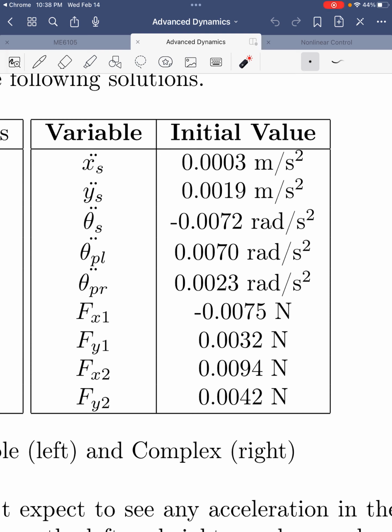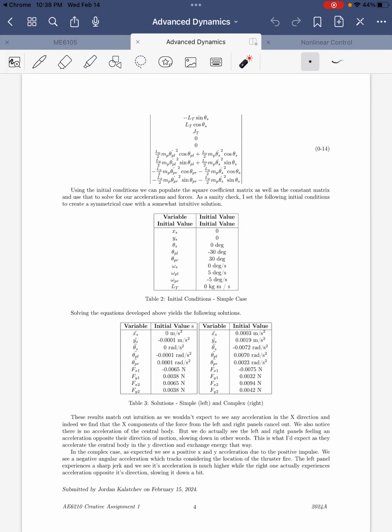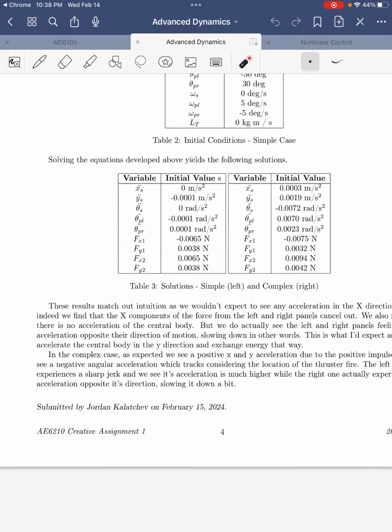I think you'd expect that if you push the left side and the left one's spinning down, it'll jerk it down faster. Whereas the right one, the spacecraft will catch up to that panel and it'll feel slower. So I think that's what we see here. And that's what I wanted to talk about, and hope you enjoyed it.